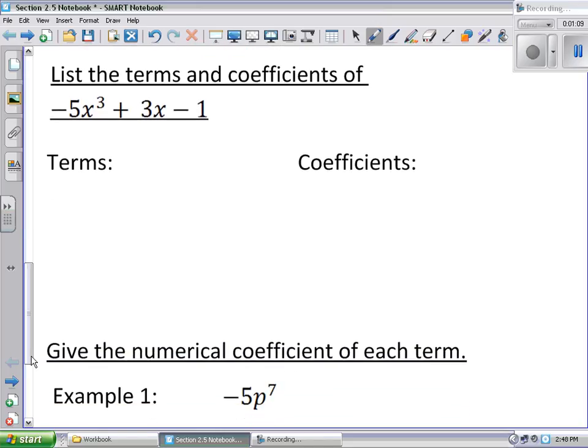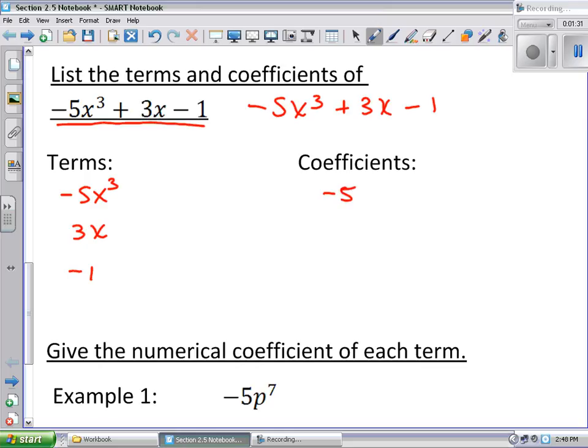List the terms and the numerical coefficients of this expression. Negative 5x cubed plus 3x minus 1. The terms are the negative 5x cubed, the 3x, and the negative 1. The numerical coefficients are the negative 5 and the 3 and the negative 1.